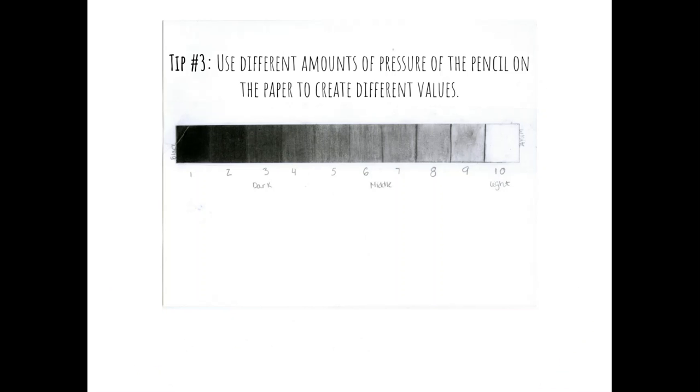Third tip is to use different amounts of pressure on the pencil on the paper to create different values. So over on the left, you see the darkest value. They've labeled that 1. The artist probably pressed down really hard on their paper and added a lot of pressure to get that darker value. The lighter the marks are, the less pressure you're going to put on your pencil. So experiment with this. It might take a couple tries.